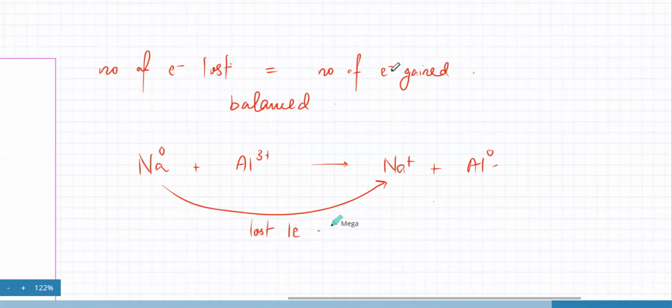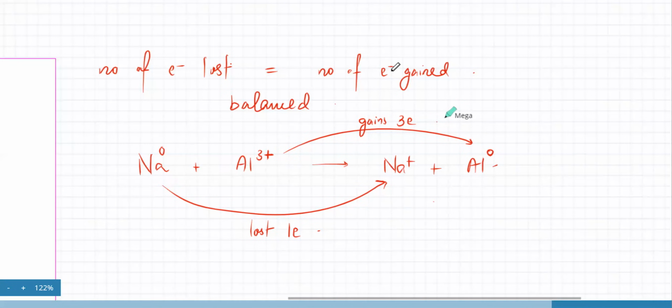And exactly one electron, right? It goes from... And what's happening to aluminium? Well, aluminium is getting reduced because its charge is losing three, gaining three. Its charge is decreasing, right? So that means it's gaining three electrons.